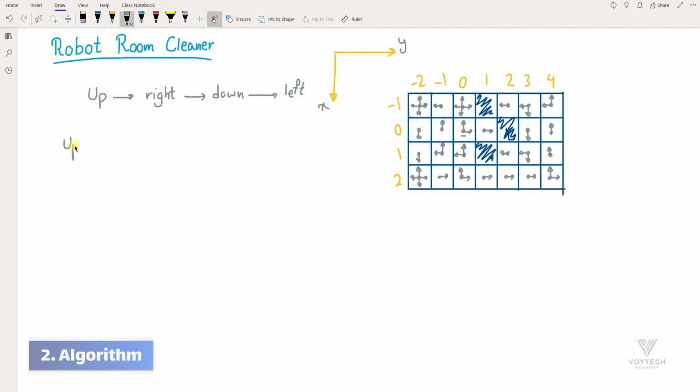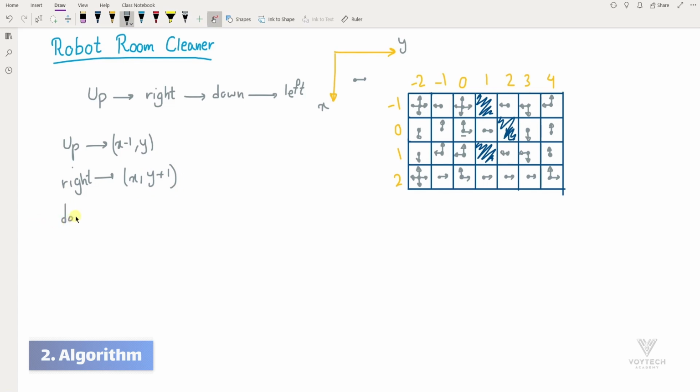When we go up, for example if we are here and we go up, it means that y is constant, but x will be decreased by 1. So the new position would be x minus 1 and y. And when we go right, as you can see here, x will be the same, but y will be increased by 1.